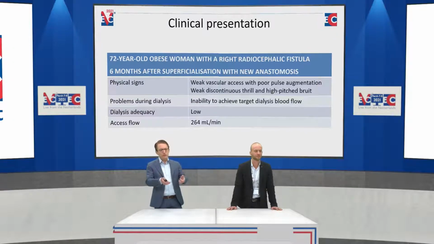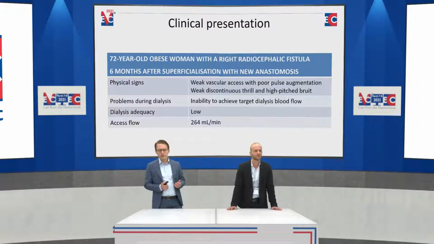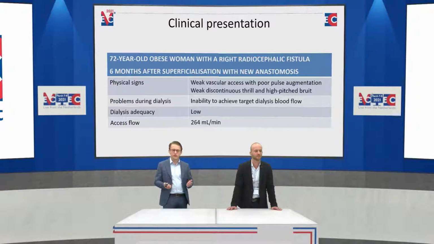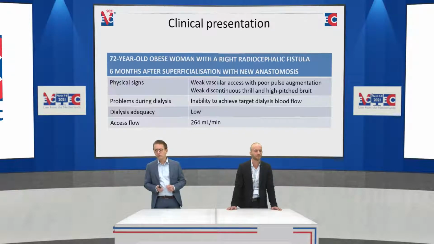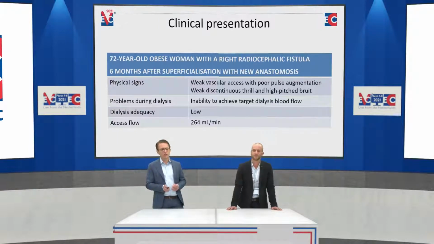Now, 6 months after this procedure, she has a weak vascular access with poor pulse augmentation, a weak discontinuous thrill and a high-pitched bruit. She has inability to achieve the target dialysis blood flow during dialysis, and her dialysis adequacy, the Kt/V, is too low. Access flow is only 250 mL per minute when measured with transonic dilution technique during dialysis. So a lot of clinical indicators here, and also a very low flow, which I think definitely indicates the need for intervention.